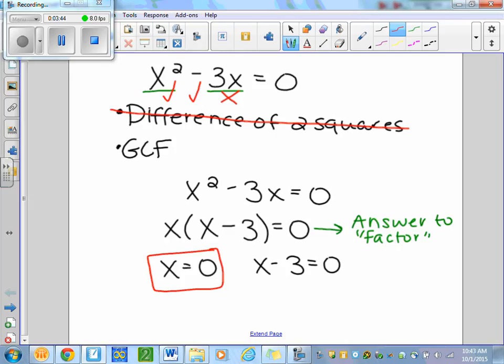But I need to do something with x minus 3 equals 0. In order to get x alone, I would be adding 3 to both sides. And I would end up with x equals positive 3. I'm done solving for x. So now I've got my two roots, exactly what it wanted. I've solved for this equation.